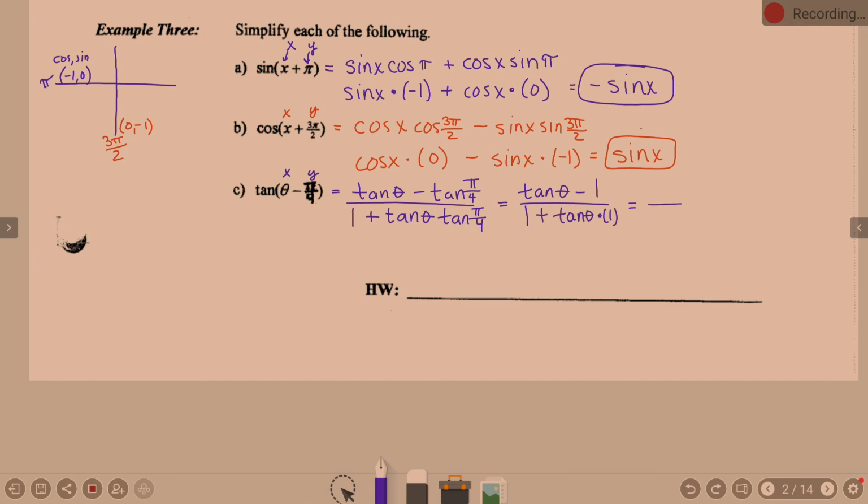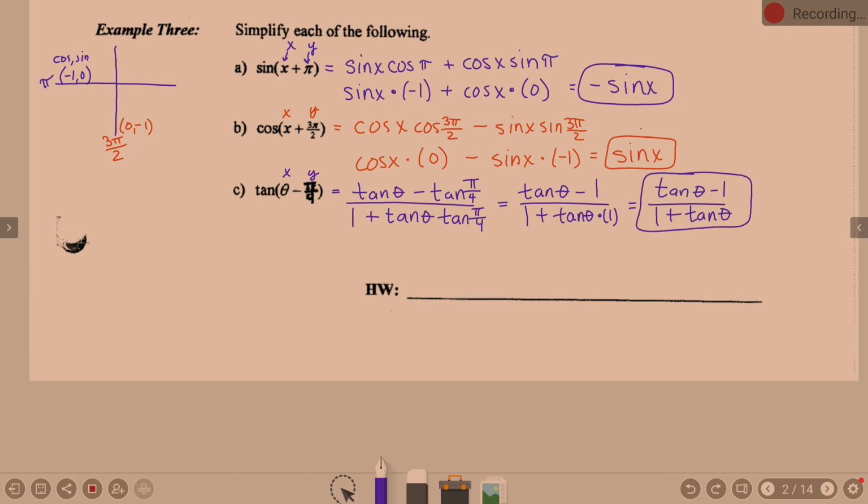The only other real cleanup you can do here is on bottom, that tangent theta times 1 is just tangent theta. So I'm going to write this as tangent theta minus 1, and I'm just going to leave it as 1 plus tangent theta on bottom. You could flip that denominator if you want.